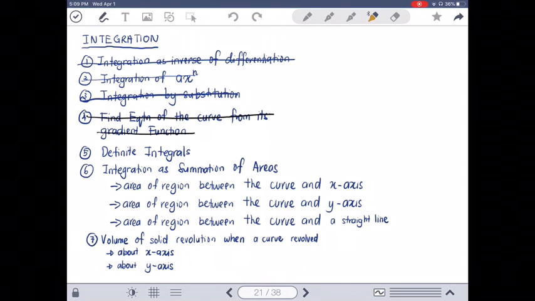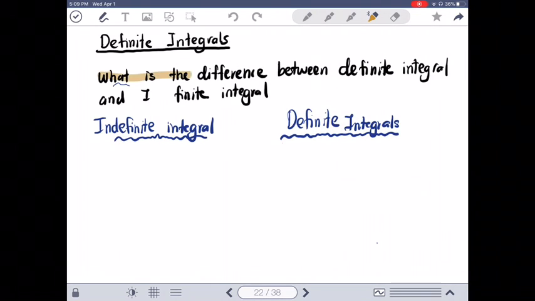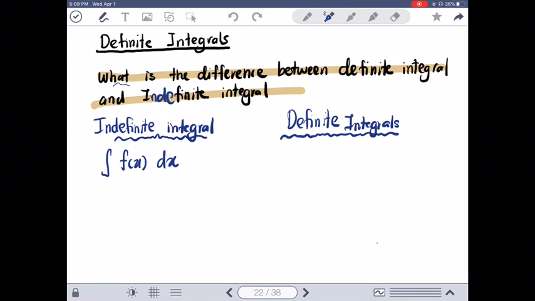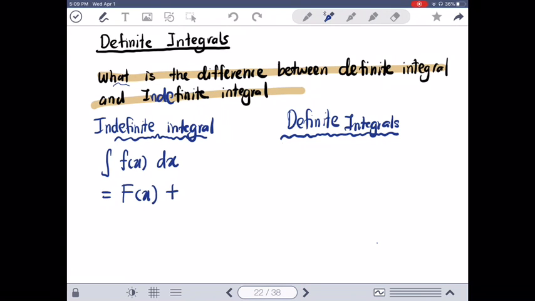In today's lesson, we are going to learn about definite integrals. So what is the difference between definite integrals and indefinite integrals? Before this, we dealt with indefinite integrals. For example, if we integrate a function f of x with respect to x, we will get a certain function and we need to add a certain constant c. C can be any constant.